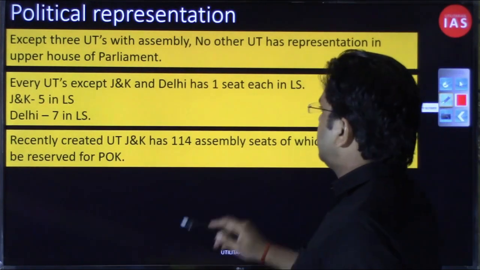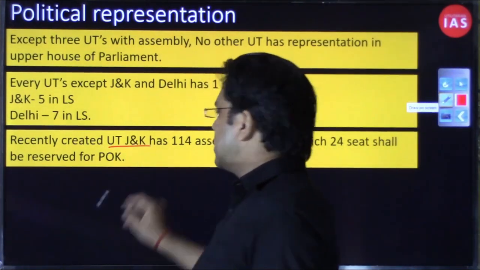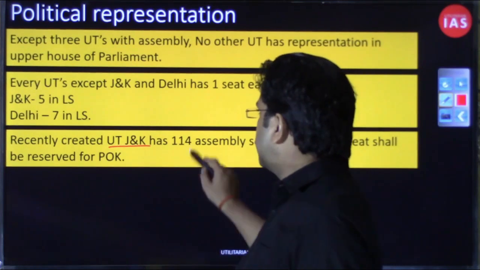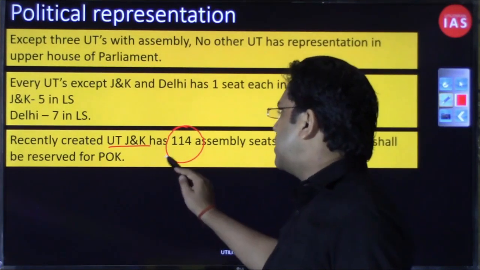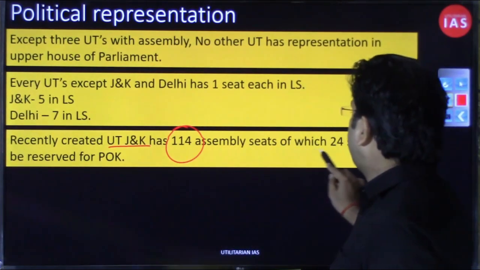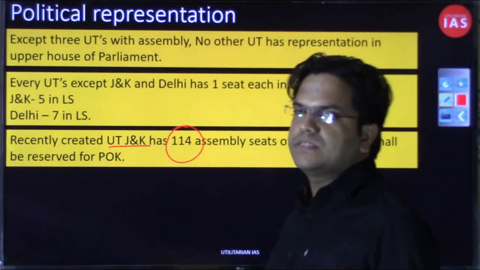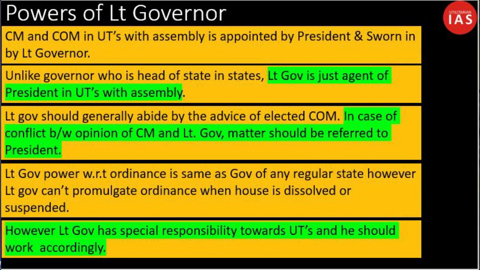As far as the recently changed character of the J&K assembly is concerned, you have 114 assembly seats that have been given to this J&K UT with assembly. Out of that, 24 seats have been reserved, or kept reserved, for areas belonging to Pakistan occupied Kashmir. Now let us move to the next slide and discuss these powers of the lieutenant governor.